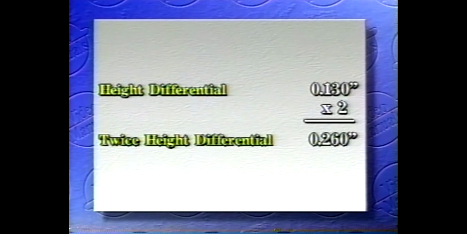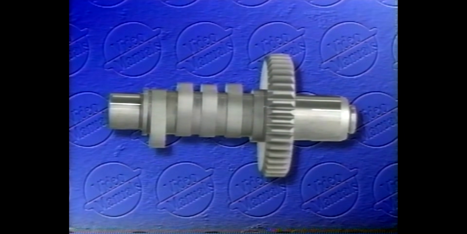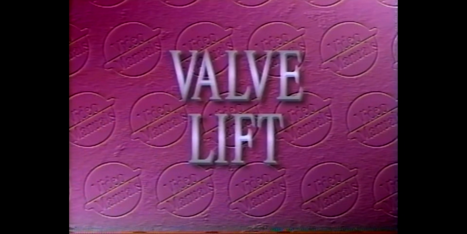The base circle diameter is derived by adding twice this height differential, or 260 thousandths, to the bearing surface diameter, which is 812 thousandths. This gives us a base circle diameter of 1.072 inches. This procedure must be repeated for each of the base circles, since all of the cam lobes are ground individually and therefore their base circles may vary.